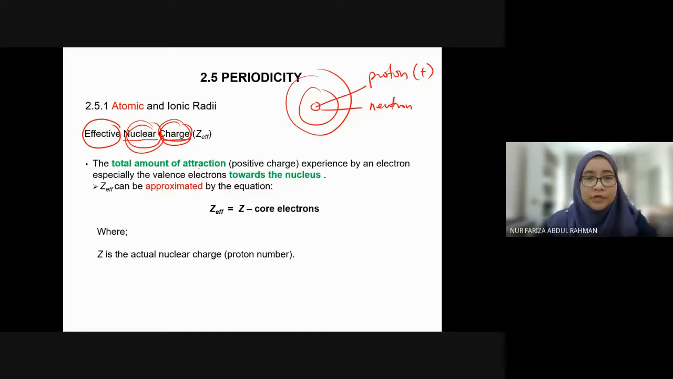So we could represent effective nuclear charge as Z effective. Z is a proton number, remember? So this also represents the nucleus charge. So effective is the charge experienced by the valence electron. So in proper definition, effective nuclear charge is the total amount of attraction, or positive charge, experienced by an electron, especially the valence electrons, towards the nucleus.